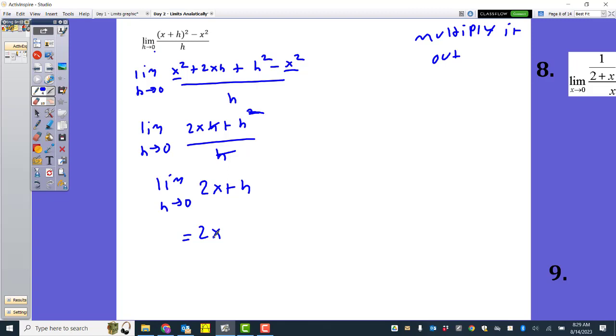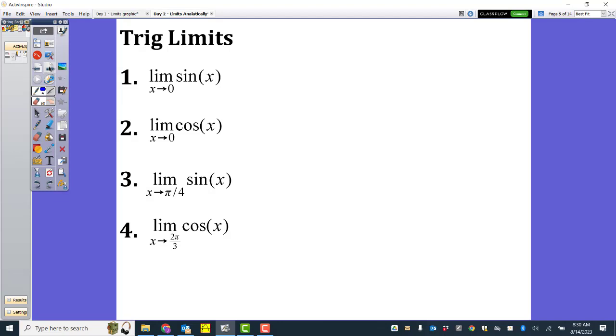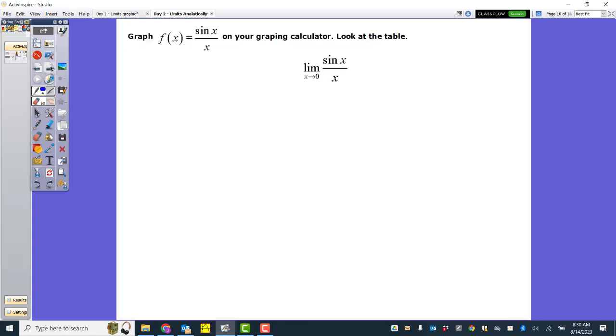Okay? All right, so that's all the different methods we have for analytically solving limits. The next thing we're going to look at is trig limits. For the most part, these are going to be exactly the same as anything else. You'll plug them in if you can, and if not, you'll try and figure something out, except for one case. And that's this one right here. So I want you to graph this on your calculator. You should have one at home, and see what you see as x approaches 0.